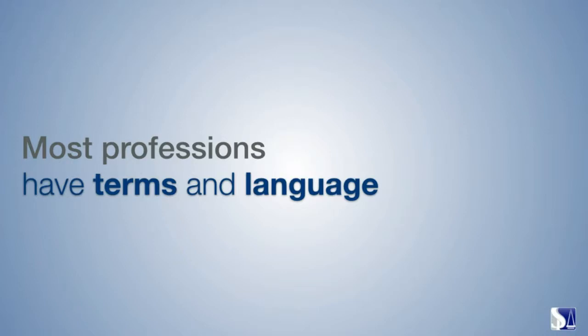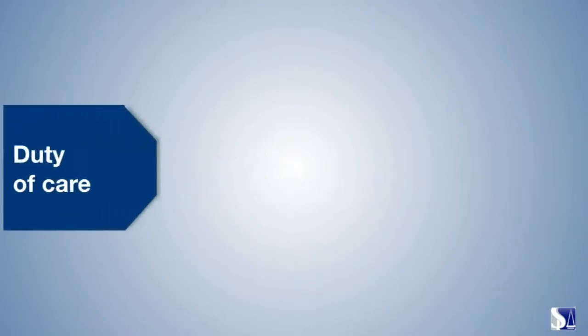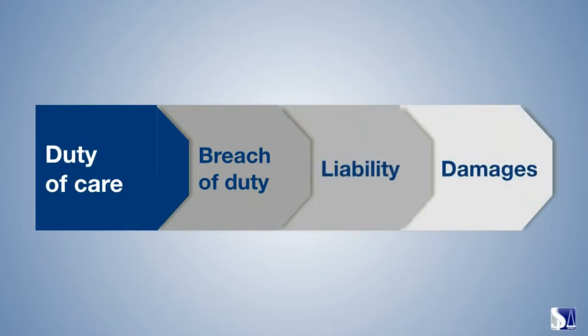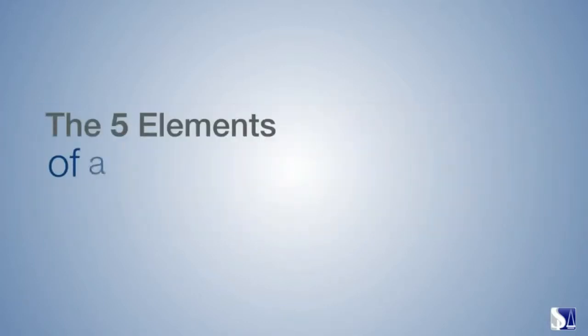Claims adjusters use terms like duty of care, breach of duty, liability, and damages. You've probably heard these terms in passing, but may not fully understand them. By learning these concepts and how they apply to your claim, you'll be empowered to communicate with the adjuster on the same level. Here are the 5 elements of a car injury claim.